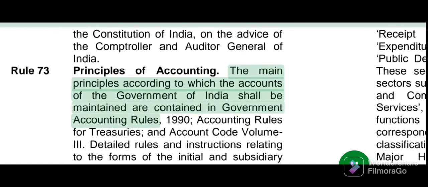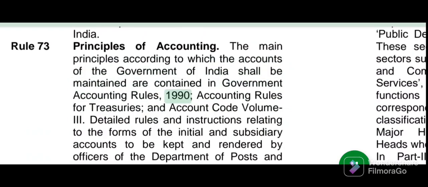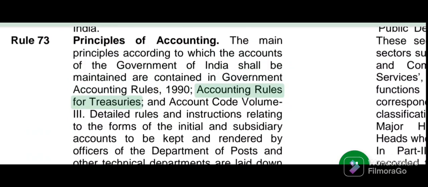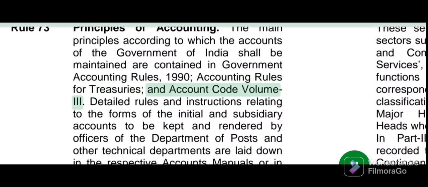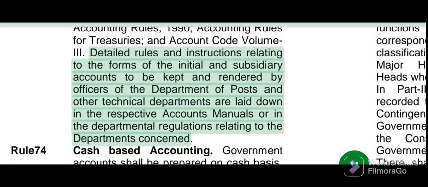Rule 73: Principles of Accounting. The main principles according to which the accounts of the Government of India shall be maintained are contained in Government Accounting Rules, 1990, Accounting Rules for Treasuries, and Account Code Volume A. Detailed rules and instructions relating to the forms of the initial and subsidiary accounts to be kept and rendered by officers of the Department of Posts and other technical departments are laid down in the respective accounts manuals or in the departmental regulations relating to the departments concerned.